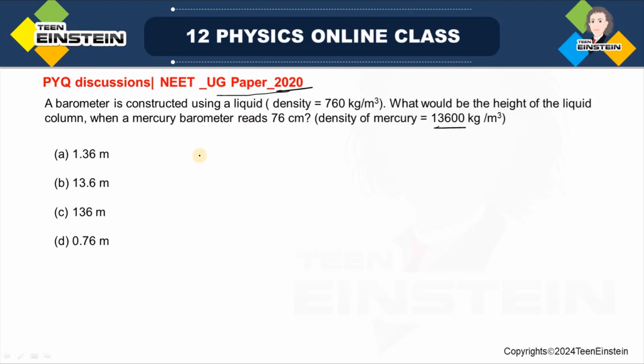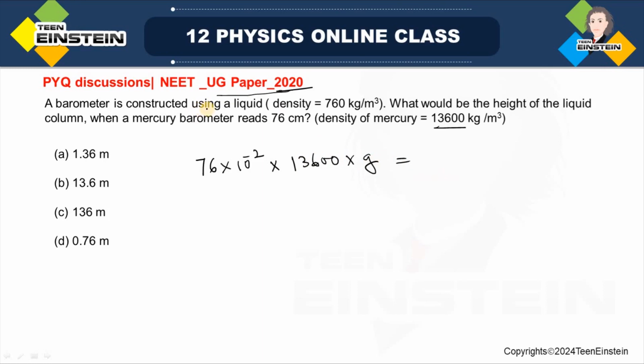So let us find the pressure that the mercury barometer reads. That will be given by this, 76 centimeter of Hg. So I can write this as this in terms of SI unit. So this is in meter. So this is H. Rho is given as this, and let us keep the G as it is.